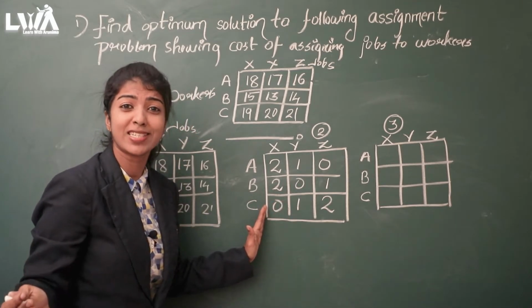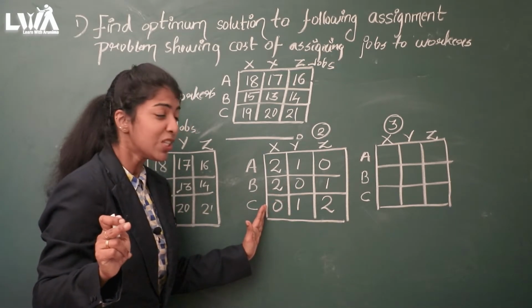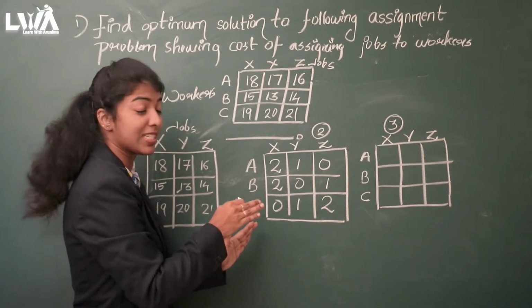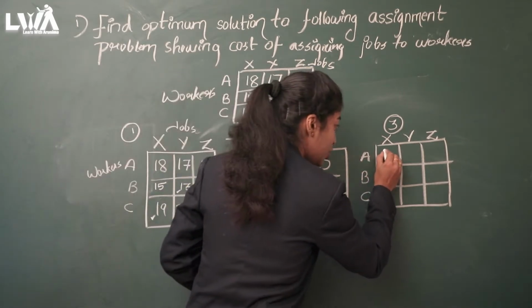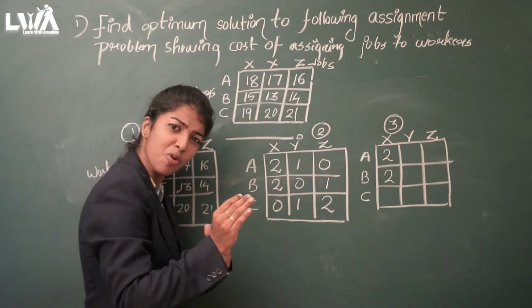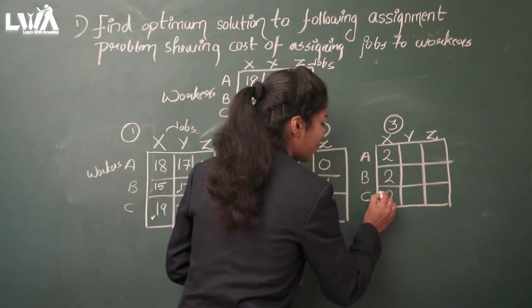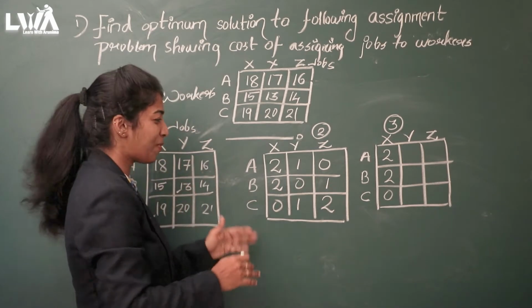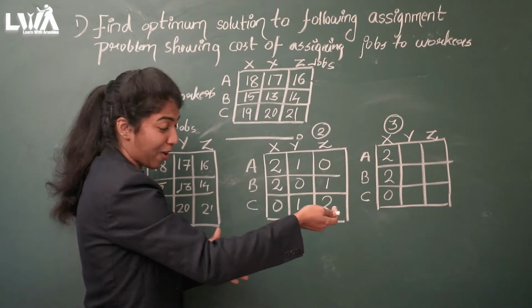Here, which is the smallest element? 0, right? So we have to subtract it. 2 minus 0, 2 itself. 0 minus 0, 0. Obviously we know if 0 is the last element, it will be the same matrix there also.